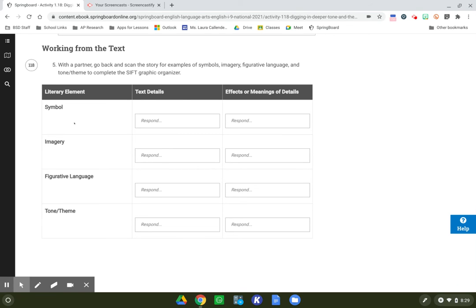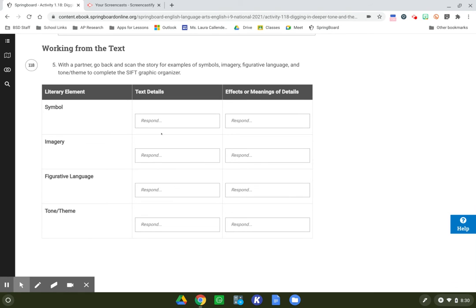So what you're going to do is find 1 or 2, maybe 3 objects that you think are symbols. Put them in the text details box, and then explain over here what you think the effect is. So what is the intent for the audience? What does the author want the audience to experience or feel or understand? Meanings of these details, right?